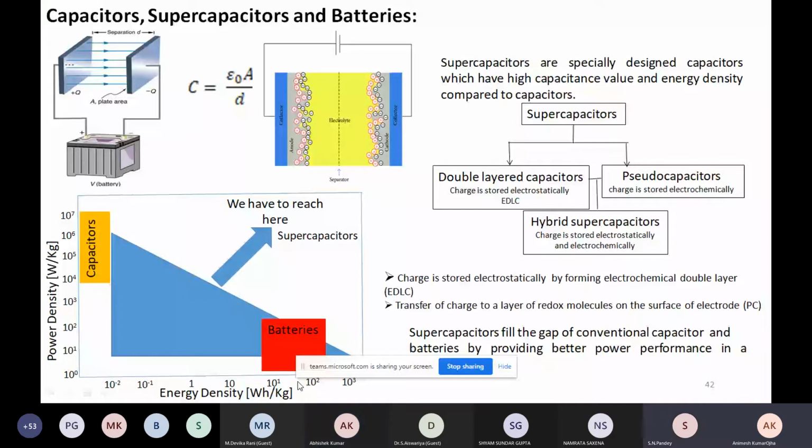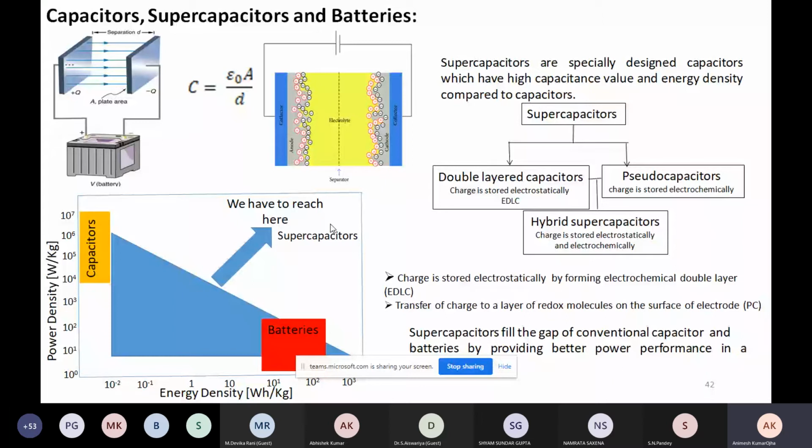Now we have to reach this corner actually. We have to develop a material that has power density as well as energy density like a battery. I think that will solve our purpose, and people are trying for it. But it has certain limitations, because while designing this supercapacitor, a lot of mechanisms are involved, and having control over all those mechanisms is not easy.